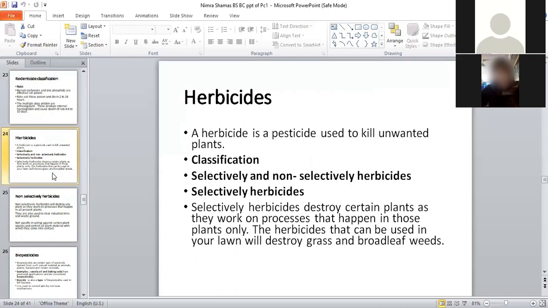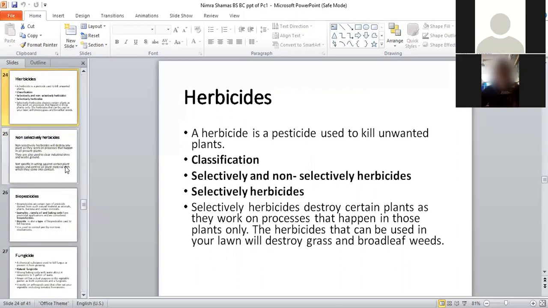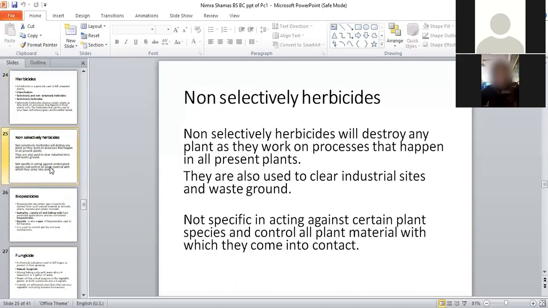Next slide. Herbicides. Herbicide is a pesticide used to kill unwanted plants. The classification is selective and non-selective. Selective herbicides are used to kill certain plants selectively. Selective herbicides destroy certain plants, as they work on processes that happen in those plants only. The herbicides that can be used in your lawn to destroy grass are broadleaf weeds. So these are selectively used to kill herbs.